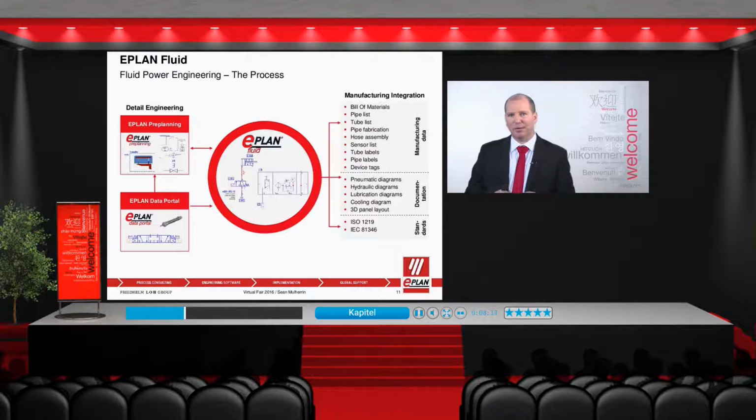I can take the data that I previously defined in pre-planning or data from the data portal, and I can start laying out all of my air circuits or my hydraulic circuits or my cooling circuits or my lubrication circuits to be able to generate manufacturing data for that particular application. So you can generate bill of materials, you can generate tube lists, you can generate sensor lists, do your diagrams, and also follow the standards. We are fully compliant with the ISO 12219 standard and also the latest IEC 81346 standard that helps you to actually harmonize the two disciplines, which are fluid power and electrical engineering.